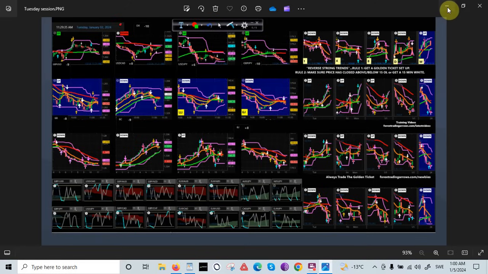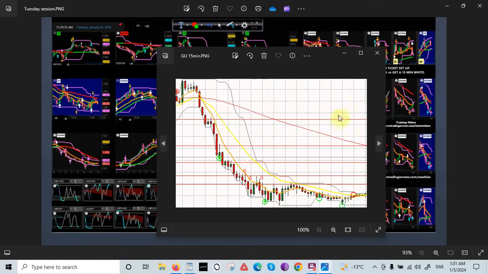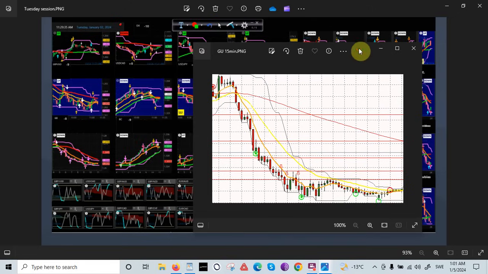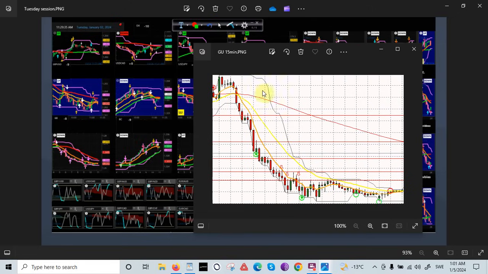So, just a second, guys, this is Tuesday. So I'll start with Tuesday. These are trades. As you can see here.